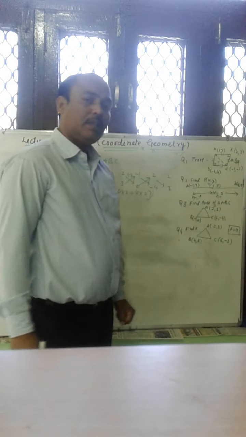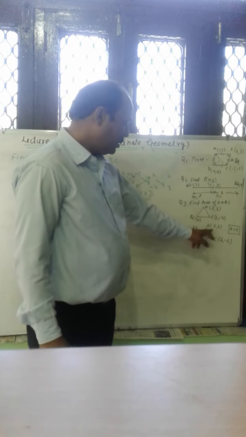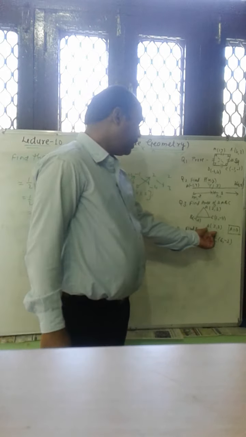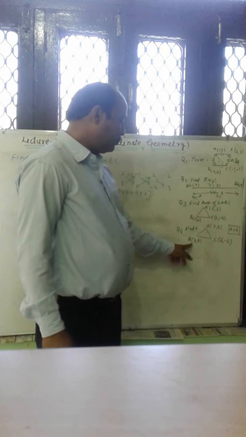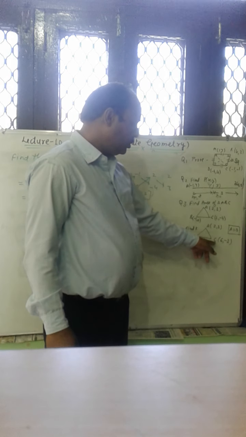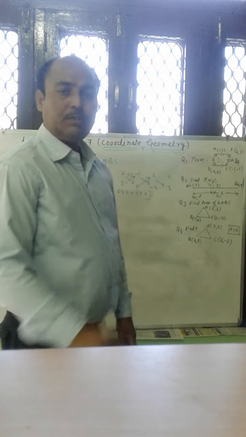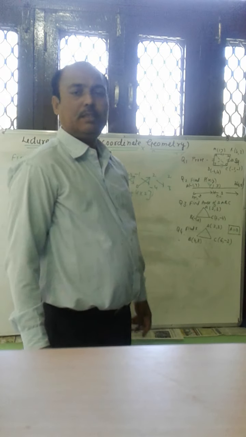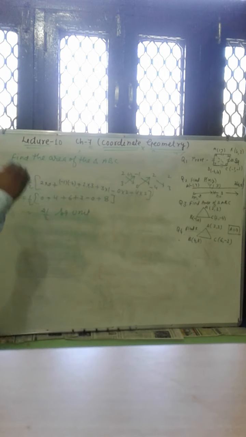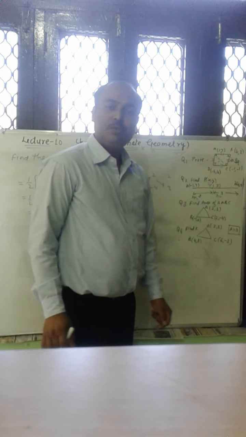Now the next question is, find the value of k where the coordinates of the triangle are A is 2 comma 3, B is 4 comma k, and C is 6 comma minus 3, where the area of this triangle is 0. It means the points are collinear. Now here once again we are using the same formula, but this time the area is equal to 0.